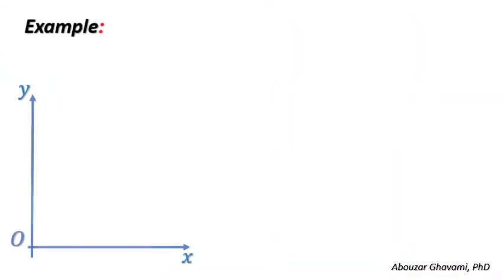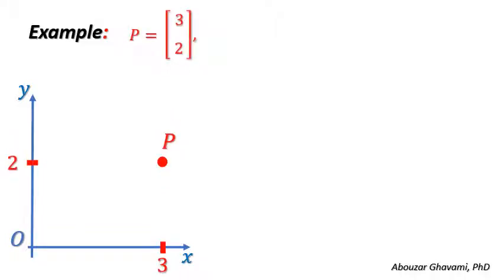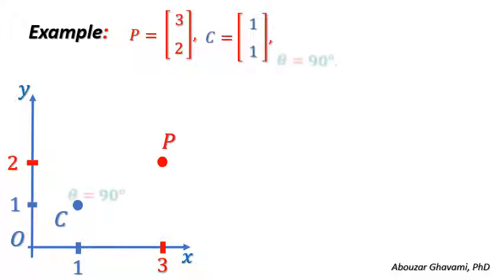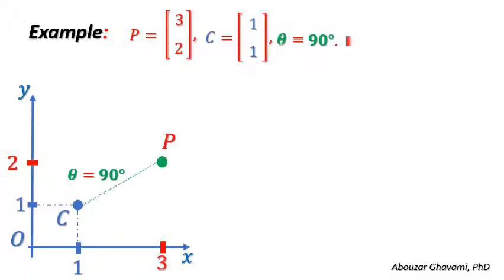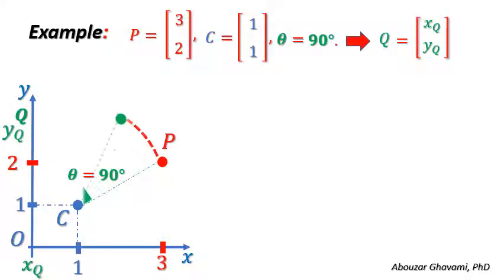As an example, let's consider point P with coordinates 3 and 2 and center point C with coordinates 1 and 1. Let's consider angle theta equal to 90 degrees. We use our developed Python function to find the coordinates of rotated point Q, that is counterclockwise rotation of point P around center point C with 90 degrees.